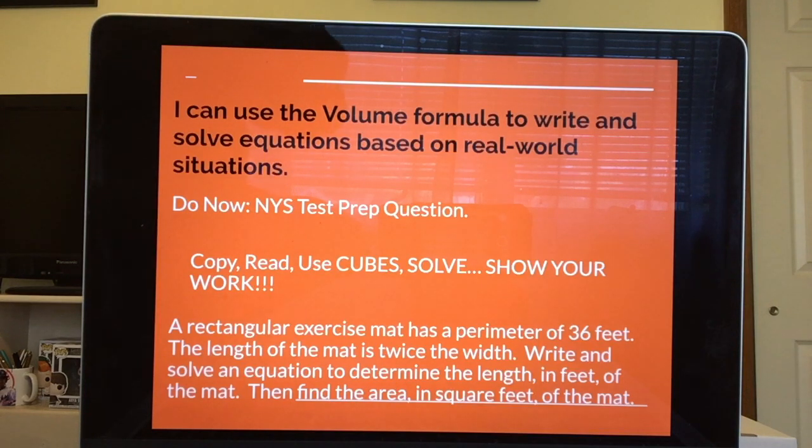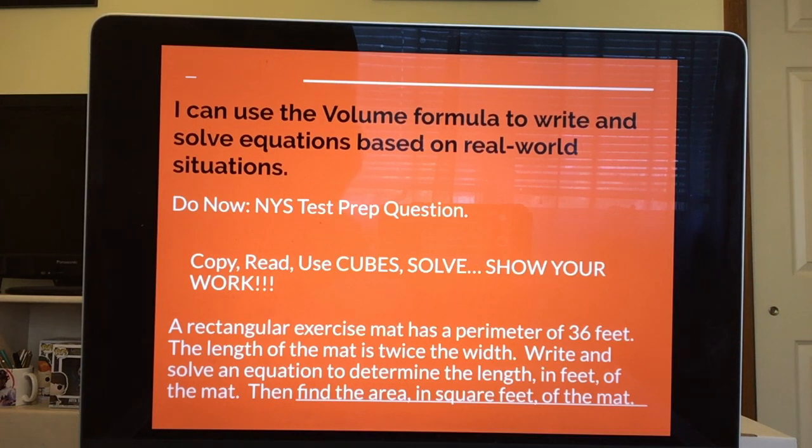Alright, so here's the next lesson. And the learning target is I can use the volume formula to write and solve equations based on real world situations. And the do now is actually a New York State test prep question. So read it, use cubes, solve, and of course show your work.